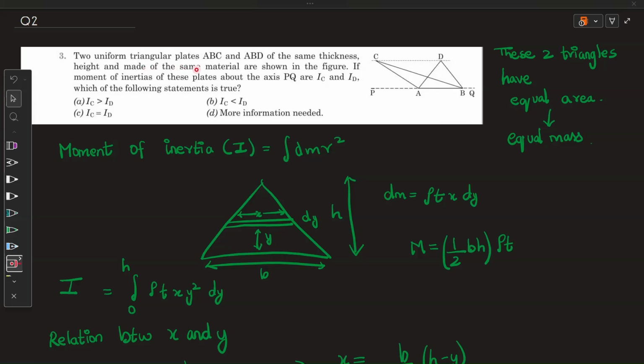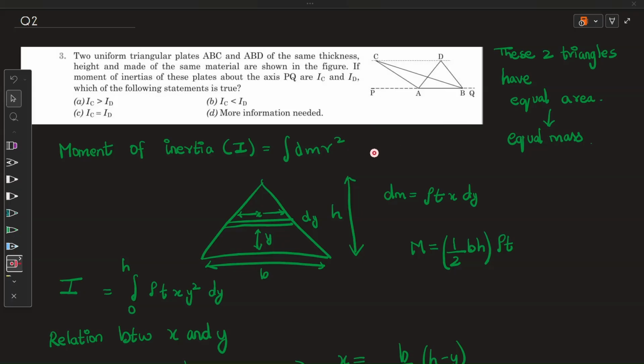Question number 2. Two uniform triangular plates ABC and ABD of the same thickness, height, and made of the same material are shown in the figure. If the moments of inertia of these plates about the axis PQR are IC and ID, which of the following statements is true? They are just comparing IC and ID. This is an analytical question, and an easy one of that type. I have included this question because it includes the derivation of the moment of inertia of a triangle.